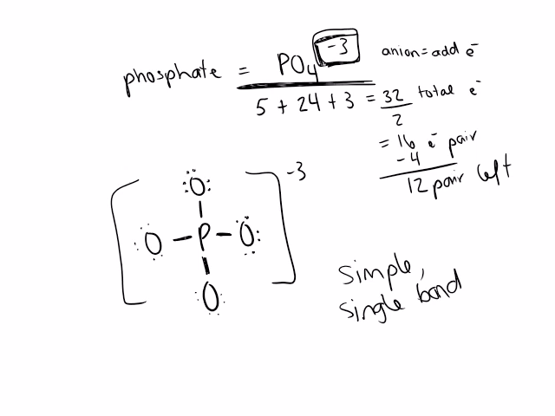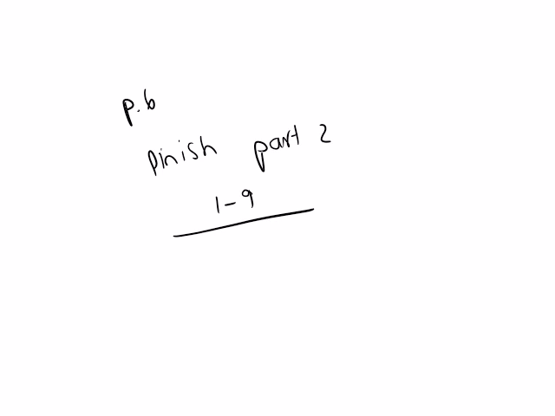Okay, so to practice simple single bonds, I need you to go over to page 6 in your unit book, and I want you to finish the bottom, finish part 2. So that's 1 through 9. There are 9 different structures for you to draw. You should have plenty of room to draw them. So draw them in your unit book.